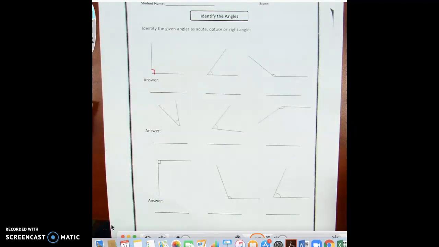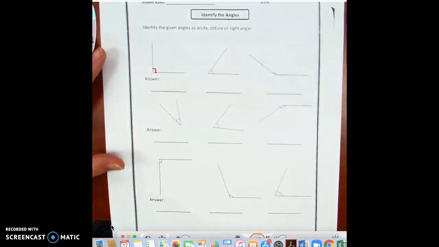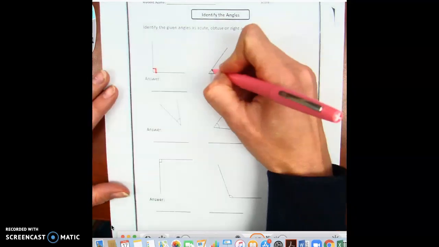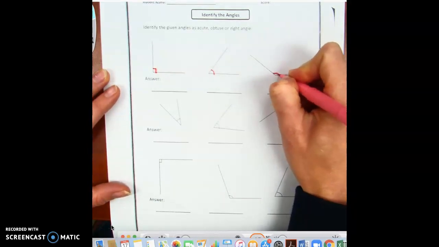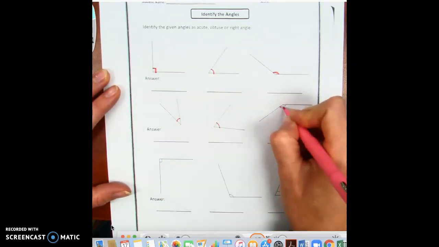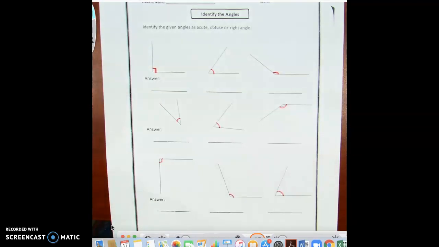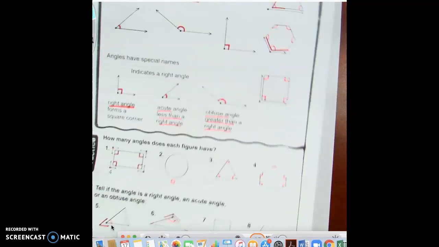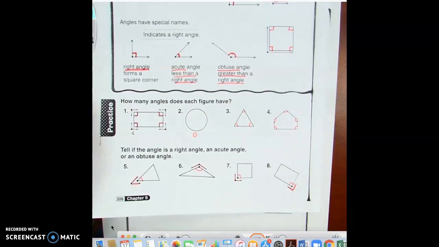So remember acute, oh it's so cute, so think of small or less than a right angle. A right angle makes the perfect square corner, and then obtuse is very big, so think greater than 90 degrees, greater than a right angle. So you can mark them all here and then write it on the line. Then you're going to take a picture of this and those ones that you did on the bottom, and you are going to upload that to Google Classroom today.